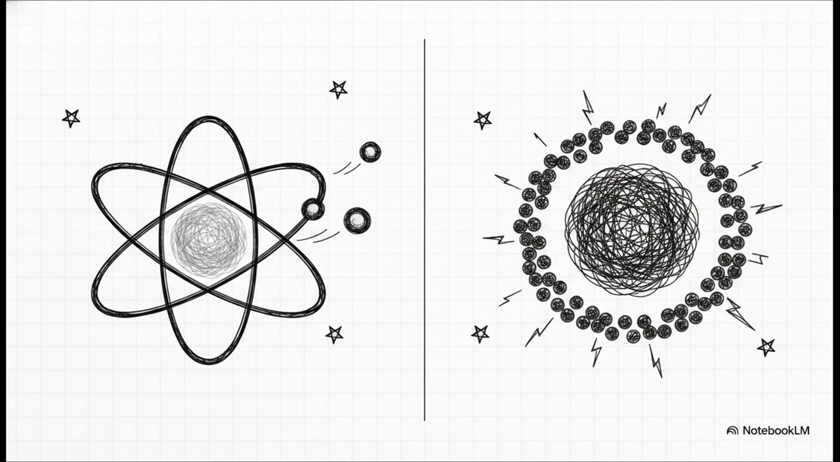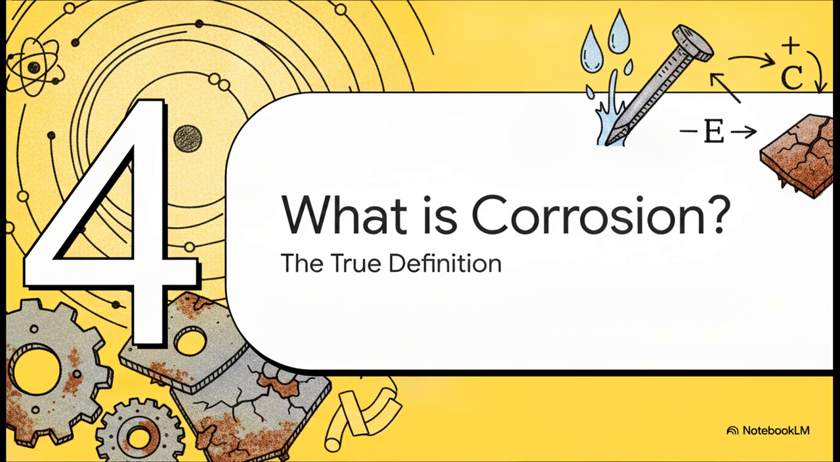But insulators, the ones with 5 or more outer electrons, they have bound electrons. When an atom has that many electrons in its outer shell, the attractive pull from the nucleus becomes overwhelmingly strong. I mean, they're locked in. The electrons cannot escape. And hey, no free electrons means no flow of electricity. It's actually that simple. Which finally brings us to Section 4, the true definition of corrosion.